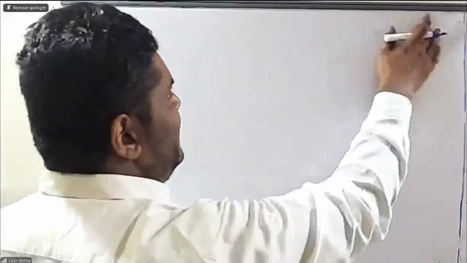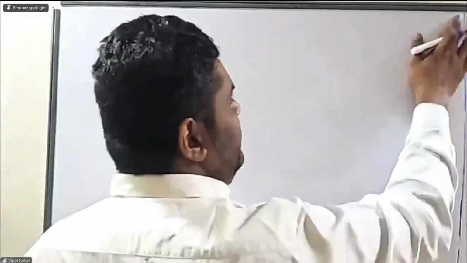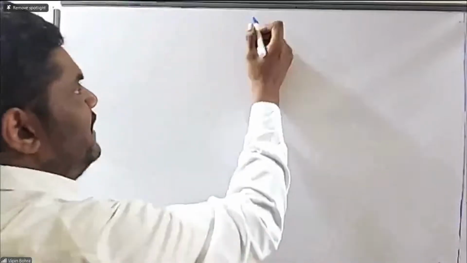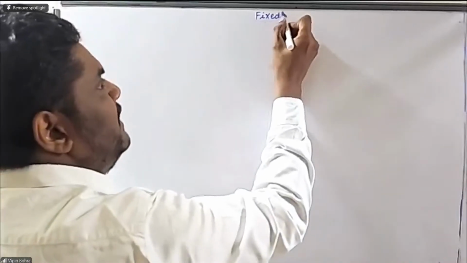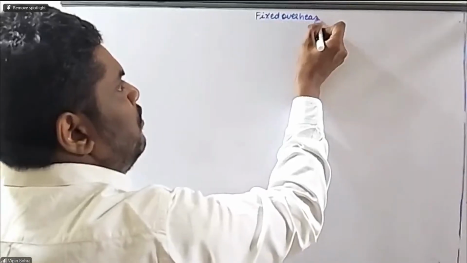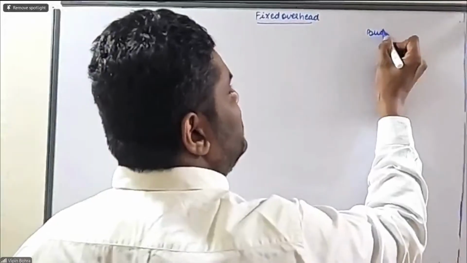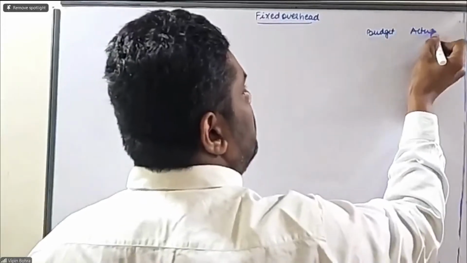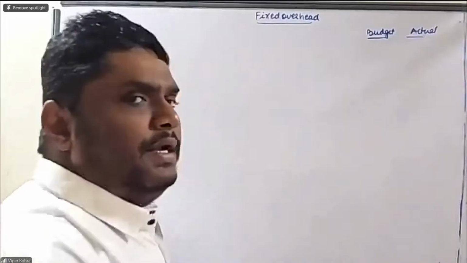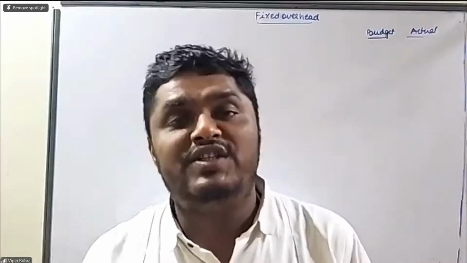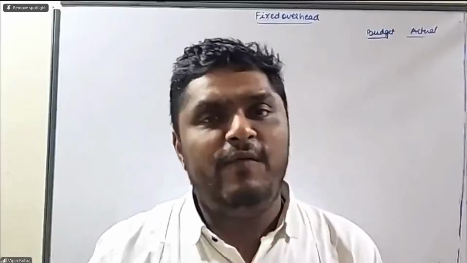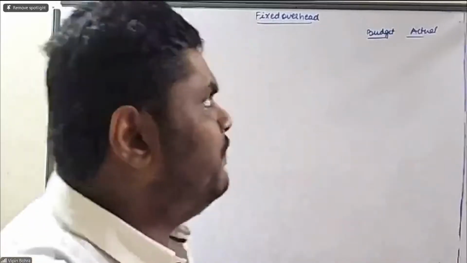I'll be discussing these variances again and the concept behind the formulas that are given in the study material with the help of an example. So guys, always remember, when you find a question on fixed overhead variance, you have to convert it into the tabular form, that is budget and actual. Generally, the question is given in this format only, but if the question is given in word form or a paragraph form, whatever it is, try to convert it into tabular form.